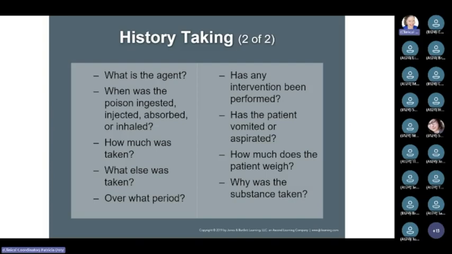Has the patient vomited? Have they aspirated? Have you listened to their chest? Okay. How much does our patient weigh? Yes, that is important. Why? Because we may have to turn around and give them a fluid based off of their weight. It could be, and here's the deal.